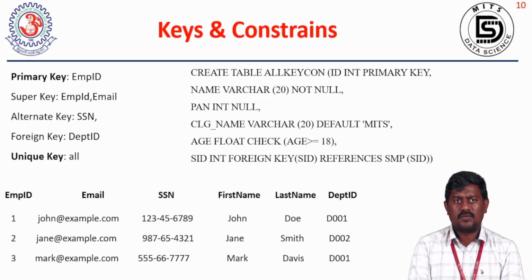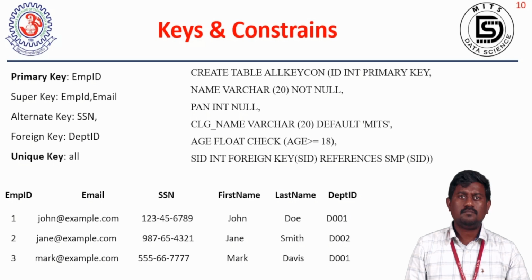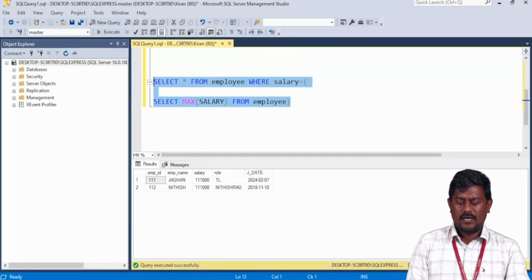Below you can also see employee ID, email, SSN number, first name, last name, department ID. In this table, department is a foreign key and employee ID is a primary key. Employee ID and employee email combined, we call a super key. SSN is an alternative key. Like that, many keys are there, and I will explain each one by one. Okay, I will go with the real time.